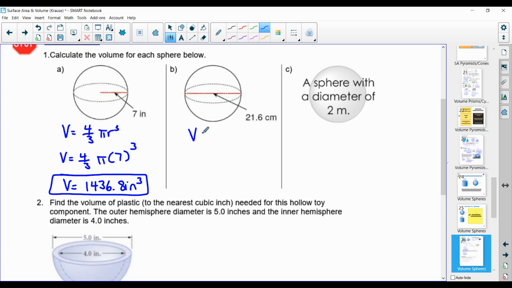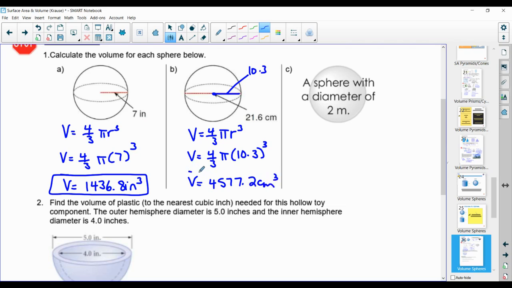All right, for the next example, again, the formula is 4/3 pi r cubed, and volume equals 4/3 times pi. Now, we want to use radius, so half of 21.6 is 10.8. So we have 10.8 cubed. As you can imagine, a common mistake is to misread or misuse diameter instead of radius. And so our volume for this question is 4,577.2 centimeters cubed.